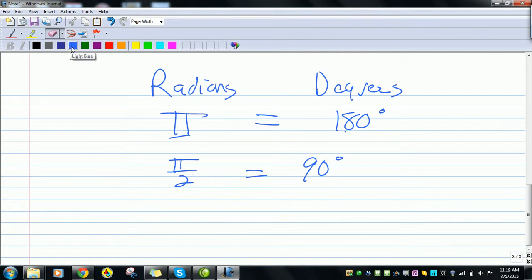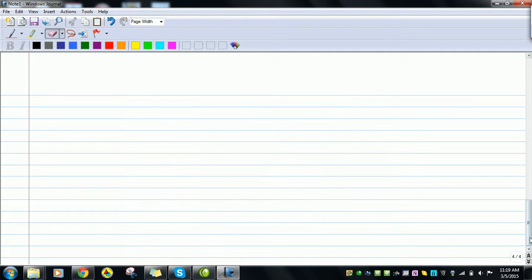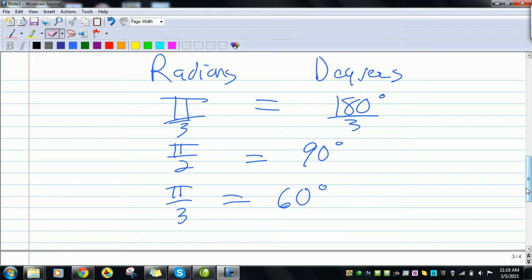Some other benchmarks are pi over 3. If I divide 180 by 3, of course that ends up being 60 degrees. So if pi over 3 is 60 degrees, then I can use that benchmark to think about 2 pi over 3, which is going to be 120 degrees. Some other benchmarks, and I'll work through this with you, running out of room, pi over 4.